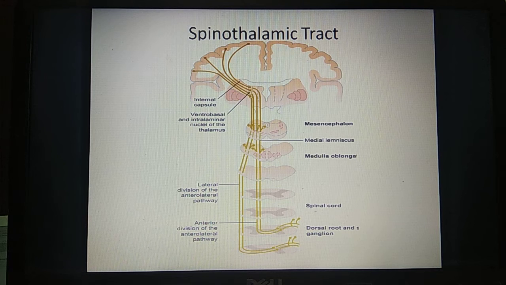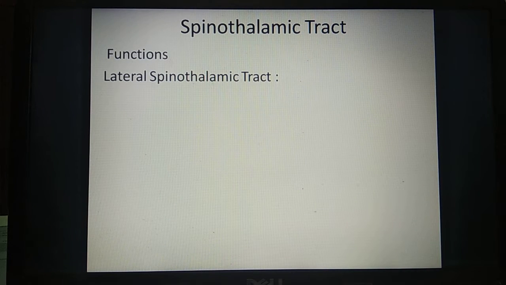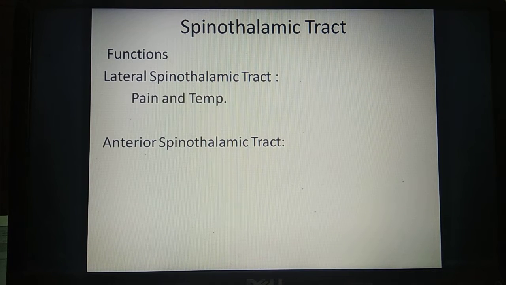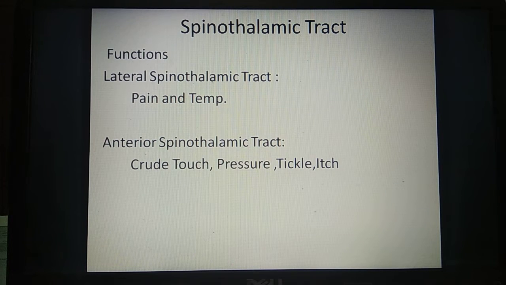So this is the spinothalamic tract. Now functions: the lateral spinothalamic tract carries the sensation of pain and temperature. The anterior spinothalamic tract carries the sensation of crude touch, pressure, tickle and itch.